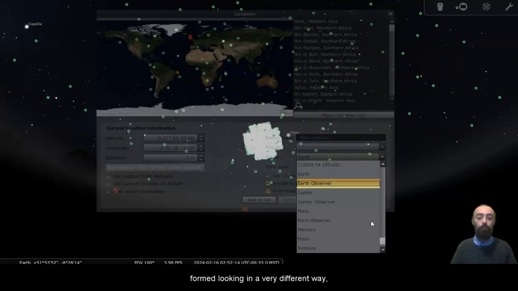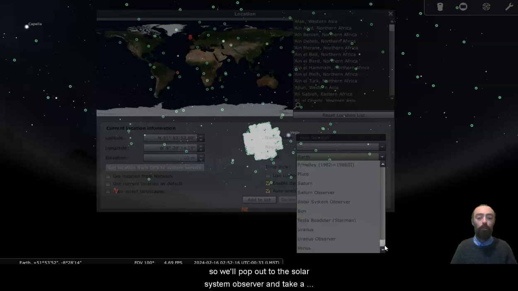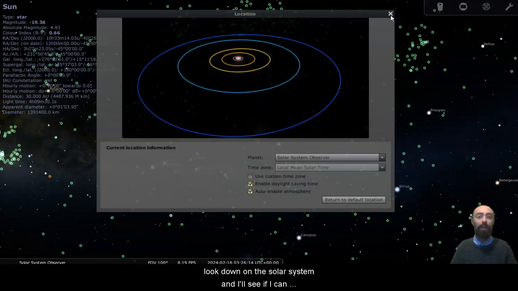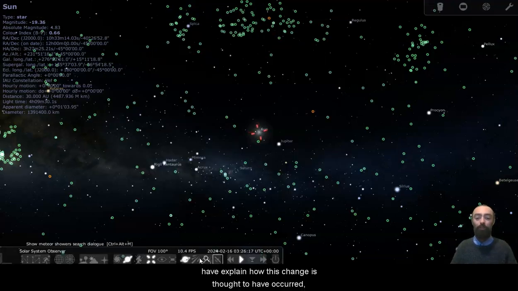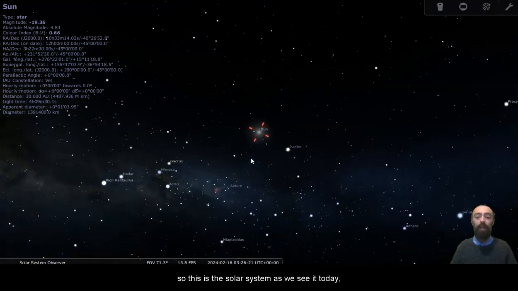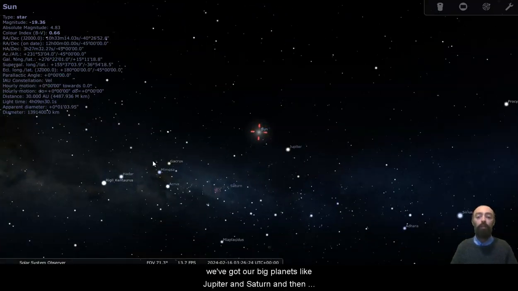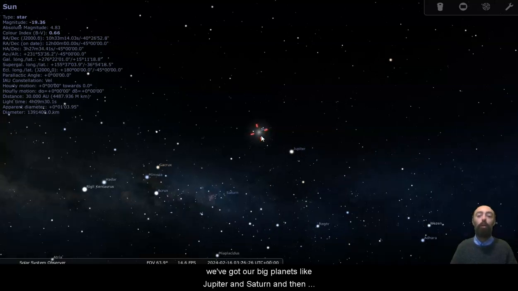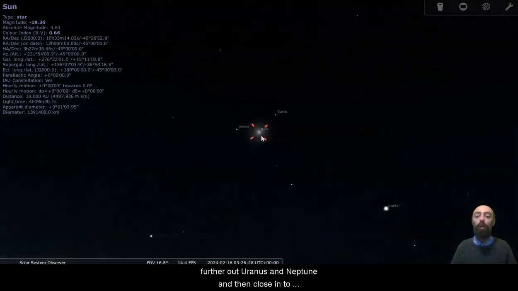So we'll pop out to the Solar System Observer and take a look down on the solar system, and I'll see if I can explain how this change is thought to have occurred. This is the solar system as we see it today. We've got our big planets like Jupiter and Saturn, and then further out Uranus and Neptune, and then close in to the center we have our rocky planets.